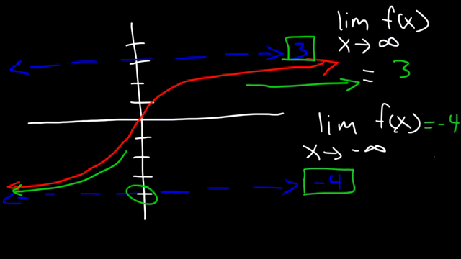So that's how you can evaluate limits at infinity when x becomes very large. You need to find the y value of the horizontal asymptote. When y becomes very large, when y approaches infinity, you need to look for the vertical asymptote.